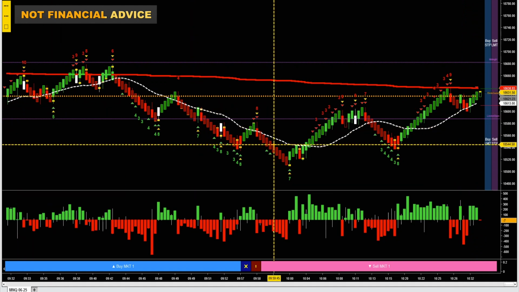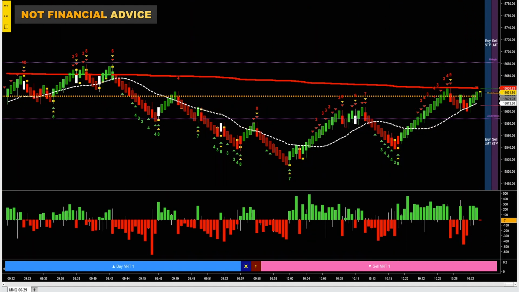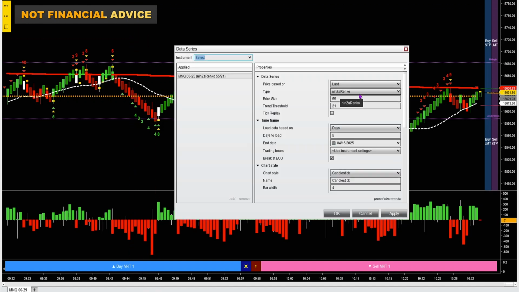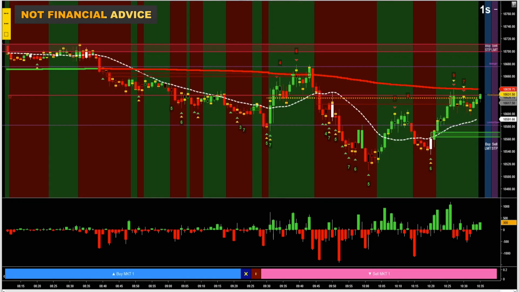So this is what the New York Open looked like on the NinZa Renko chart. This is a Micro NASDAQ chart, MNQ chart. It's a NinZa Renko bar type, brick size of 55. Trend threshold of 21. Those are Fibonacci numbers. I like to use Fibonacci numbers on the NinZa Renkos. So let's take a look at what happened on the 1-minute chart.